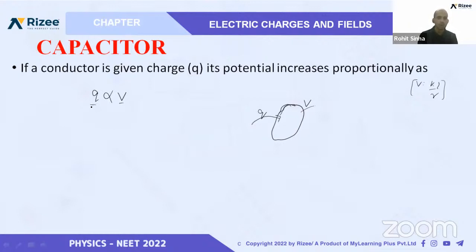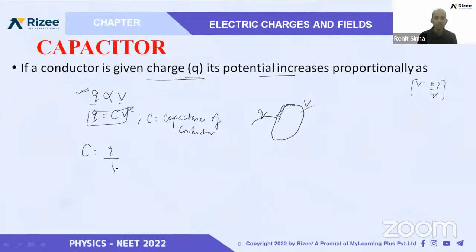If charge is directly proportional to V, to remove this proportional sign we can put one constant, that is C, so Q is equal to CV. This constant C is called the capacitance of the conductor. It is written here also that if a charge Q is given, potential increases proportionally. C is the capacitance of a material, it depends upon the material. So we can say that C is equal to Q by V.